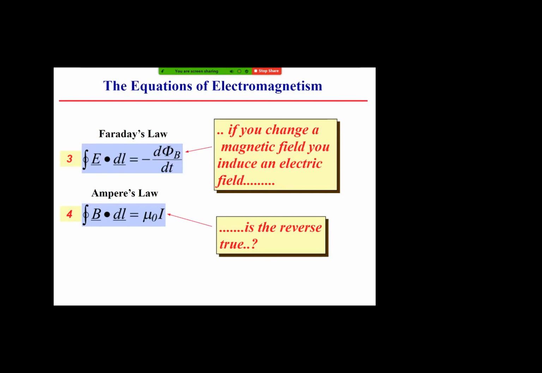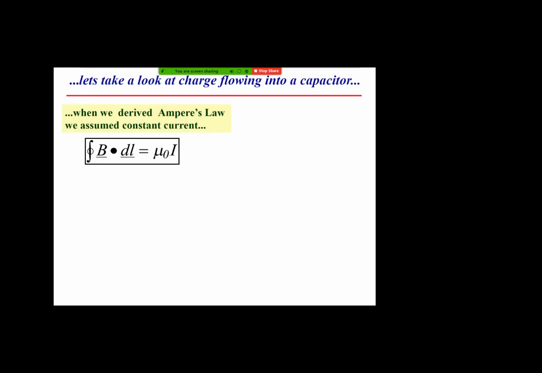The other two equations are Faraday's law and Ampere's law. If you have a change in magnetic field, then you have an electric field induced. Now, is the reverse true? If you have a changing electric field, would you have a changing magnetic field? The answer is yes. If you have a changing electric field, you'll get a changing magnetic field. Okay.